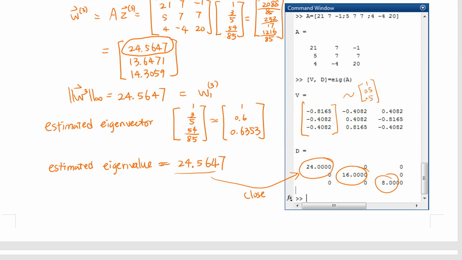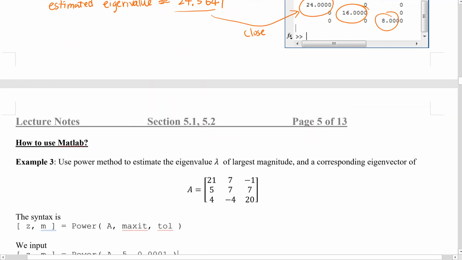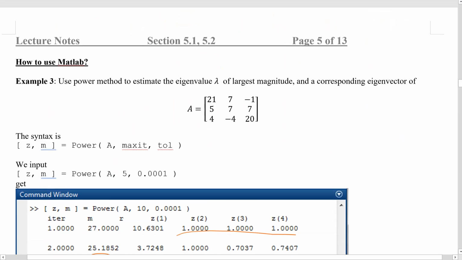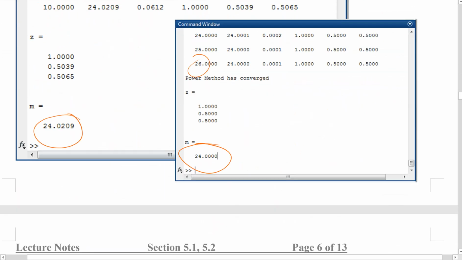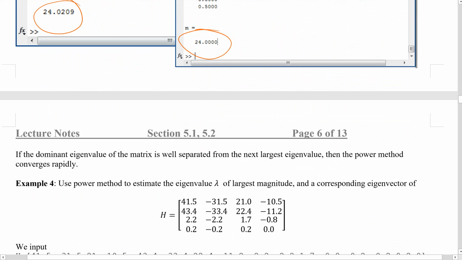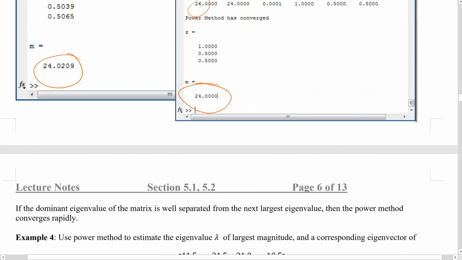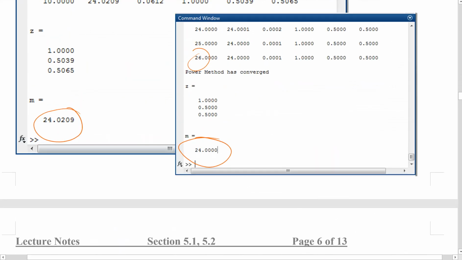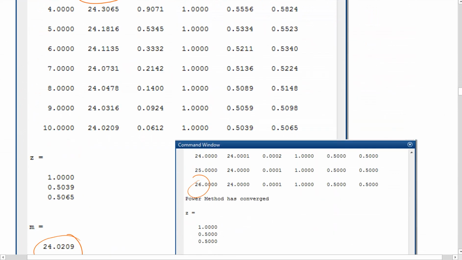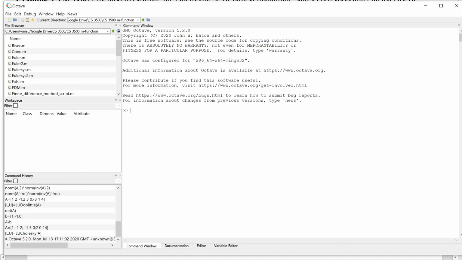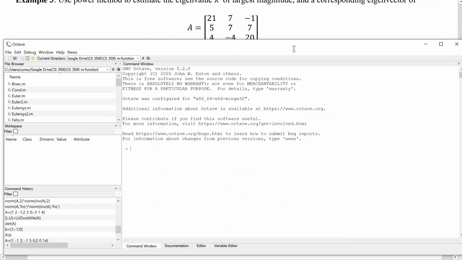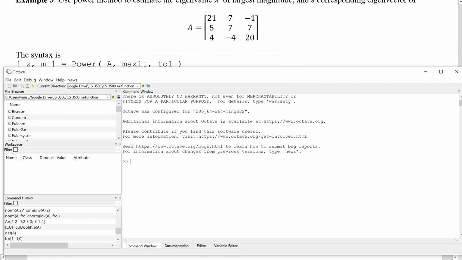So far, so good? However, the power method can only help us find the eigenvalue with the largest magnitude. It won't help us find all of the eigenvectors and eigenvalues. So far, so good, everybody? So I'll show you in MATLAB. Let me actually show you in Octave when I type this syntax in.